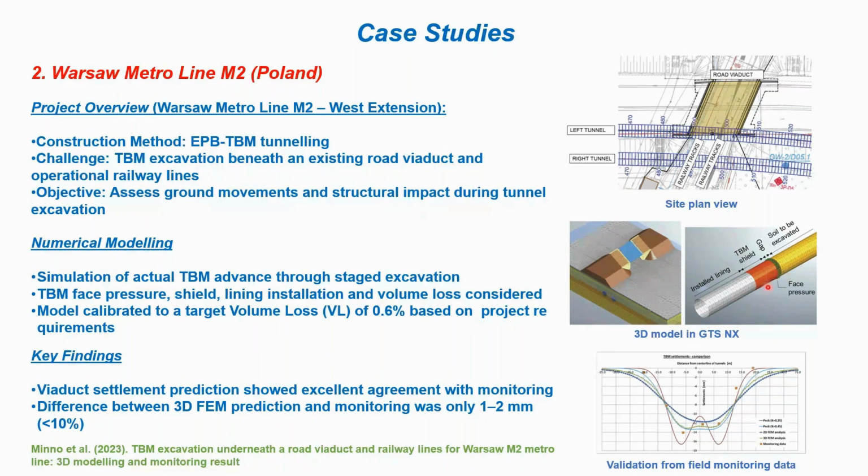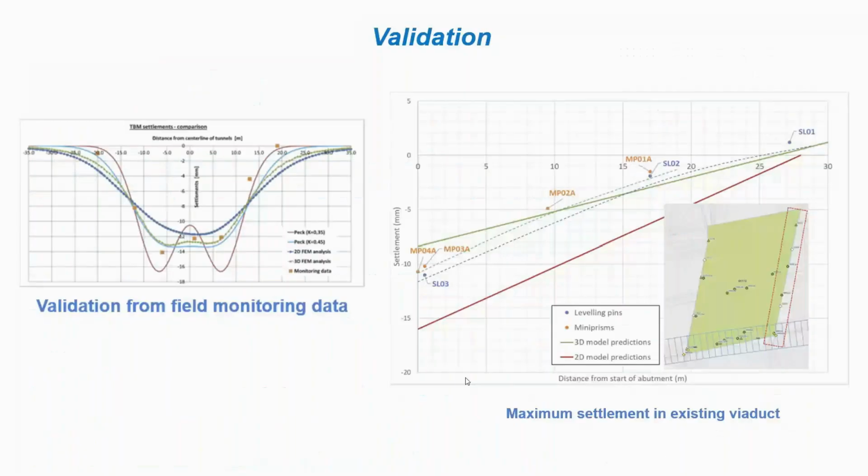And then the entire simulation with the existing structure has been performed to see the kind of displacement beneath this viaduct. There are some approaches reported in the literature. They have also been utilized along with the 3D simulation in GTS NX, and 2D simulation results have also been provided here. So if we see the results in terms of the trough settlements, these orange dots are the monitoring results.